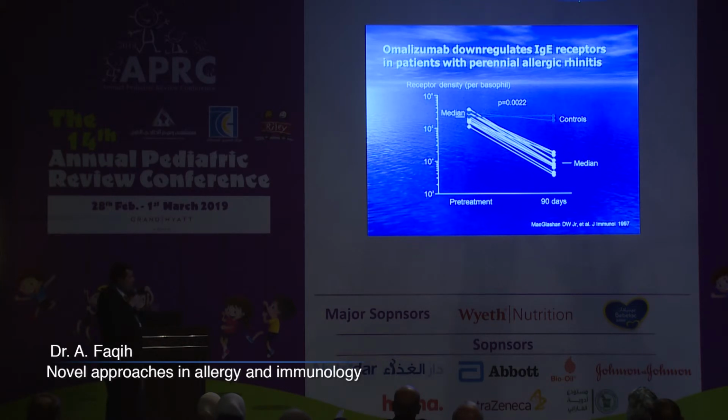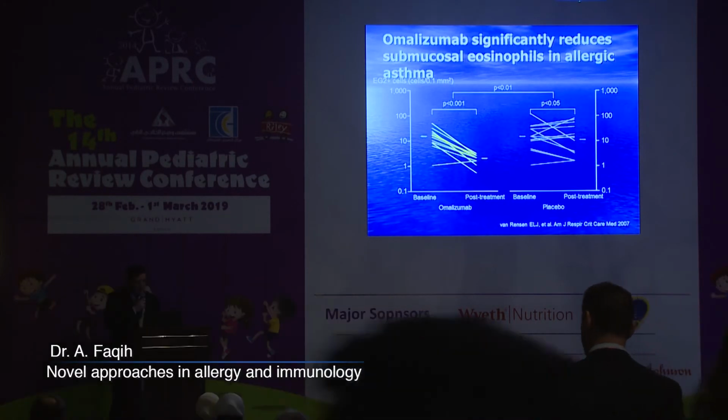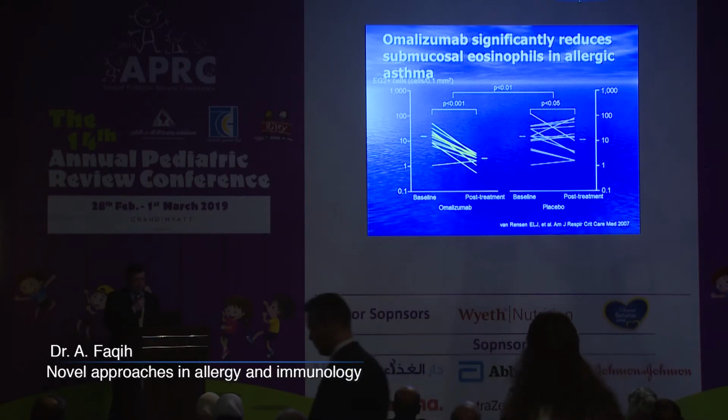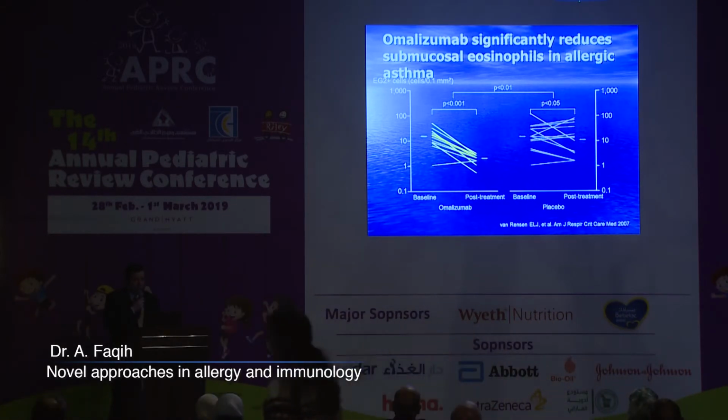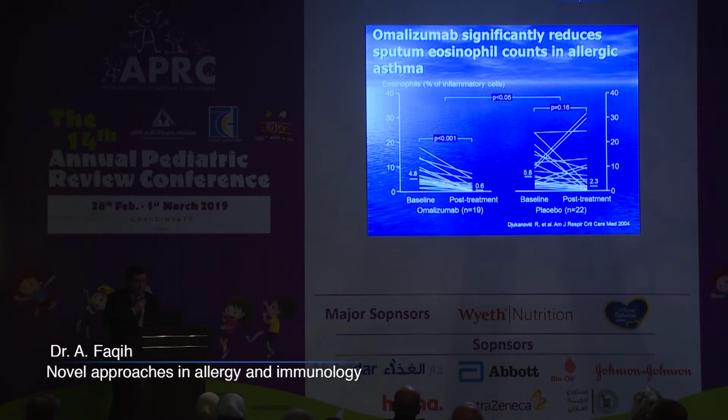This is just follow-up studies to show you downgrading of IgE receptors in perennial allergic rhinitis patients. And these other graphs show you over time also the reduction of submucosal eosinophils in allergic asthma patients. And this one showing you the decrease in the sputum eosinophil counts in allergic asthmatics.